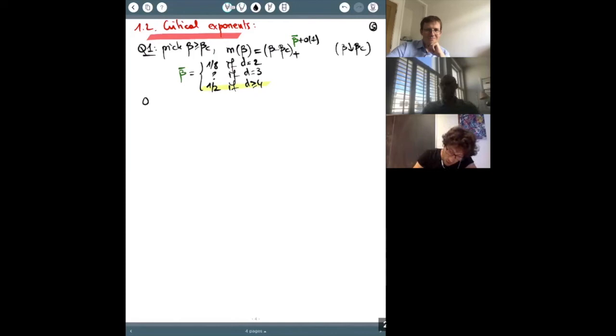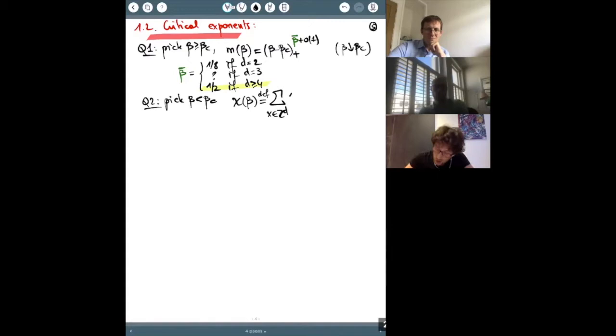This is typical. You define the thermodynamical quantity, the magnetization, and you look at how it decays when beta tends to beta c. But it's not the only quantity you can look at. For instance, there is another quantity which is very natural, which is well defined when beta is smaller than beta c, which is called the susceptibility. So the susceptibility is by definition the sum over every vertex x in Z^d of the spin-spin correlation of sigma 0, sigma x at beta. You fix one spin to be the origin, and you sum over every other vertex.